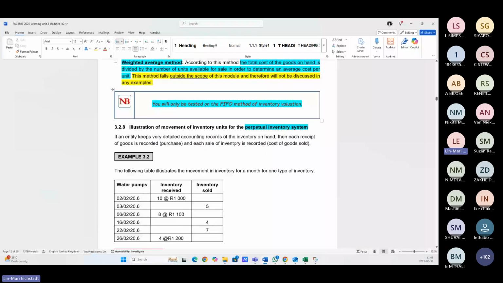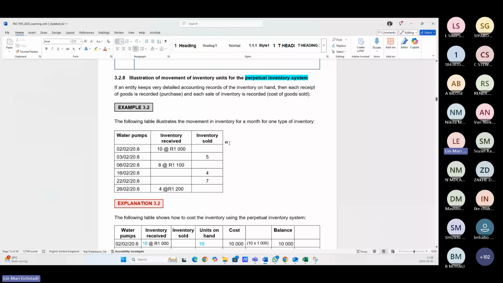So without further ado, I will move to the illustration of the movement of inventory units for the perpetual inventory system, right? We are not looking at the periodic system. We're looking now at the perpetual one that changes continuously the whole time, where we don't use a purchases account and where we debit and credit our inventory account as we go along. So if an entity keeps very detailed accounting records of the inventory on hand, then each receipt of goods is recorded and each sale of inventory is recorded, right?